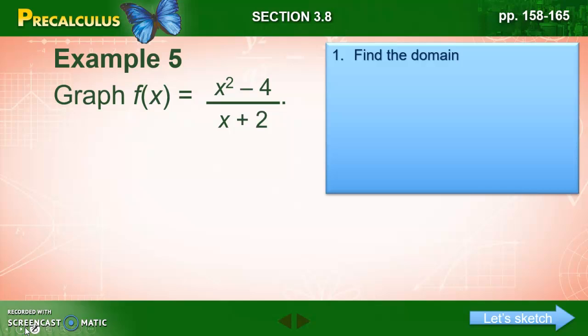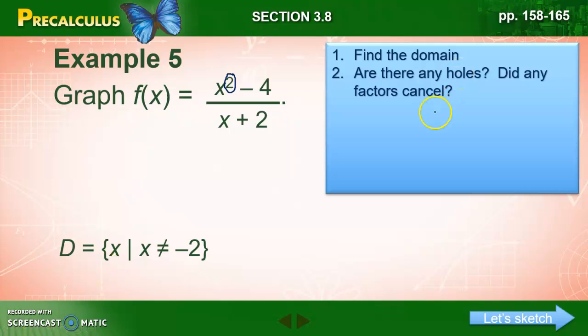All right, let's take a look at how to graph this rational function here. We've got x squared minus 4 over x plus 2. This is not a proper rational function because the degree of the numerator is higher than the degree of the denominator. First, let's find the domain. Are there any holes? Did any factors cancel? Well, when we factor the top here, x squared minus 4, we're going to get x minus 2 and x plus 2.